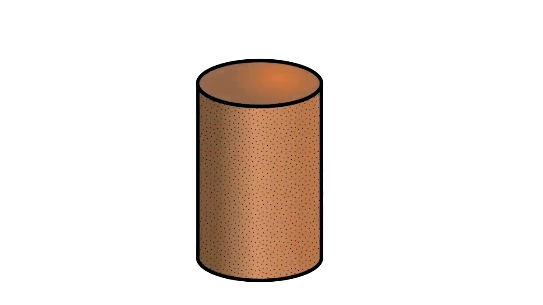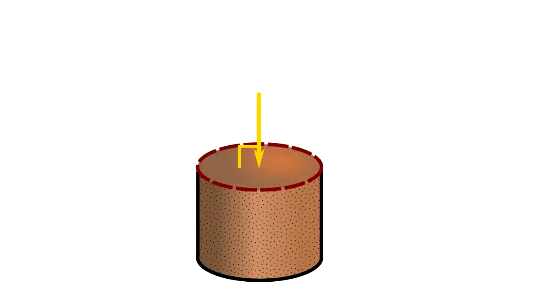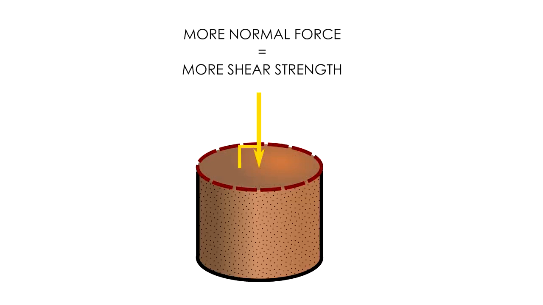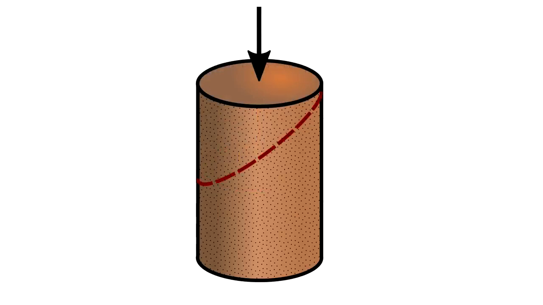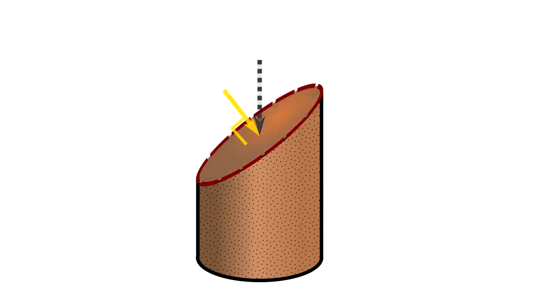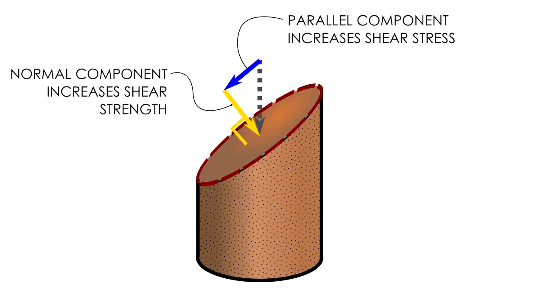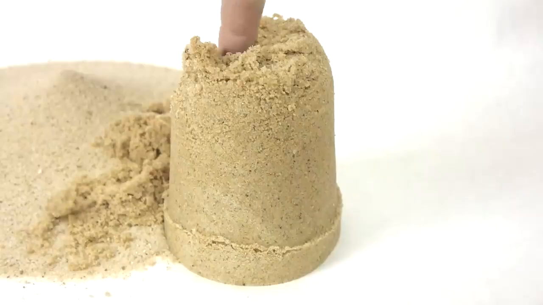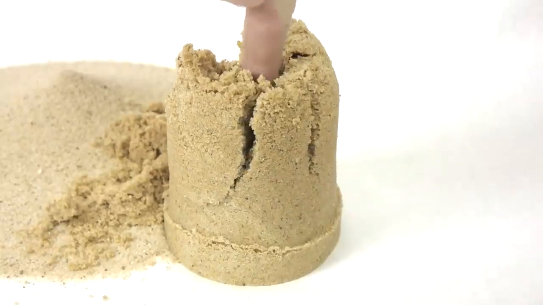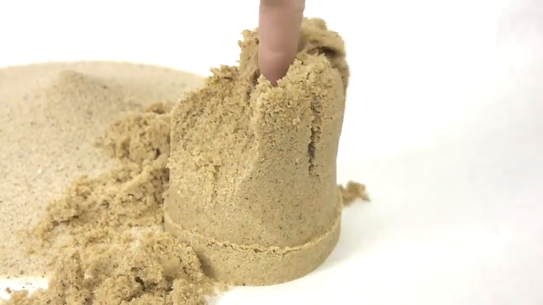Let's look at a sample of soil and apply a vertical force. If you analyze a horizontal failure plane, our force is completely perpendicular, or normal, so it's increasing the shear strength of the soil. But if we look at an angled plane, things change. On this plane, the force is partly acting normal, increasing the strength, but it's also partly acting in parallel to the plane, increasing the shear stress. The steeper the angle of the failure plane, the more the vertical force contributes to shear stress and the less it adds to shear strength. If the shear stress exceeds the strength, sliding occurs, and we say that the material has failed.